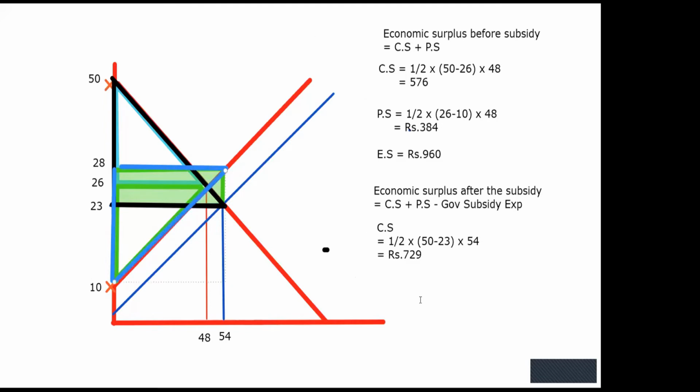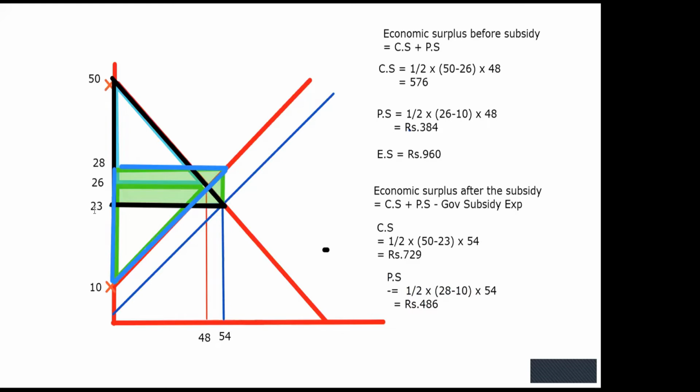So what do you do there? Producer surplus is equal to half into the height, that is 28 minus 10, into 54. How much do we get? 486. Yeah. Okay, so rupees 486. And then what is the government subsidy expenditure?